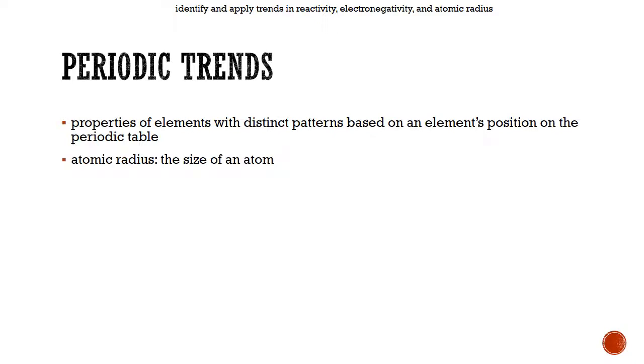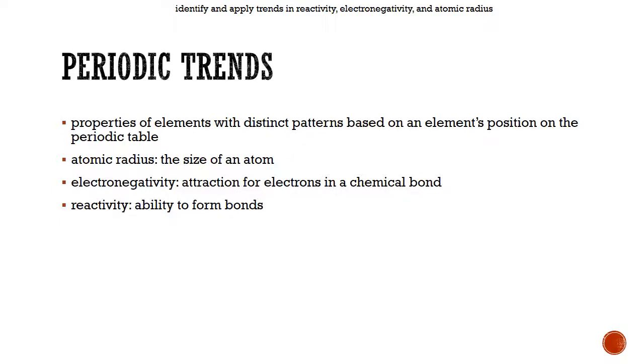The atomic radius is probably what you think of it, just the size of the atom. It's how big the atom is from the nucleus to the outermost valence electron. Electronegativity is the attraction for electrons in a chemical bond. And reactivity is the ability of an atom to form bonds.